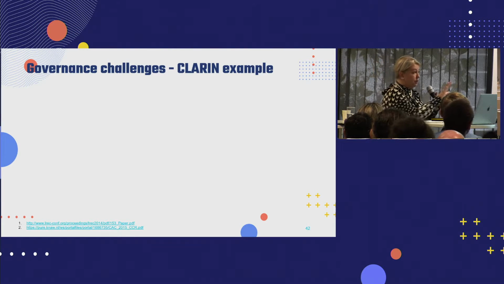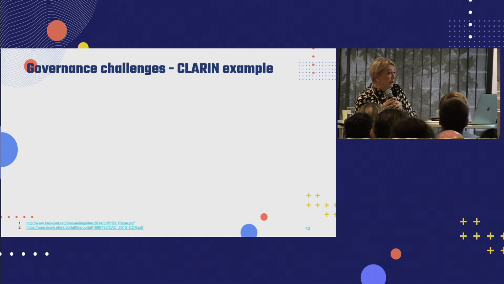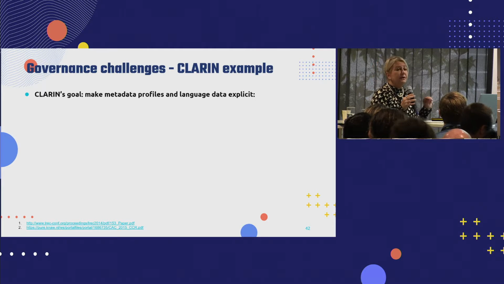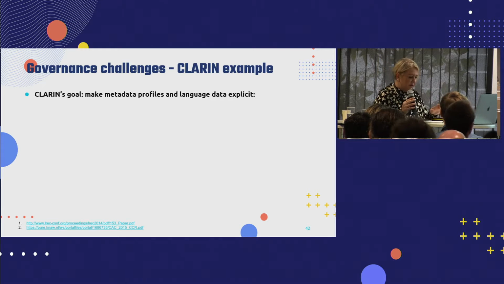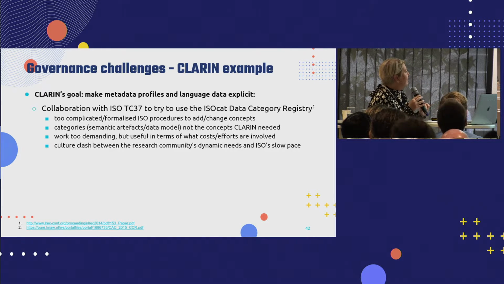And I just want to thank Dan for providing me the example and the material for showing an example from the Clarence community of the challenge they have had and how they've tried to overcome it. So Clarence's goal was to make the metadata profiles and the language in the data explicit. So use of semantic artifacts is the obvious way to go. But how to put together all this information, what resource to use?